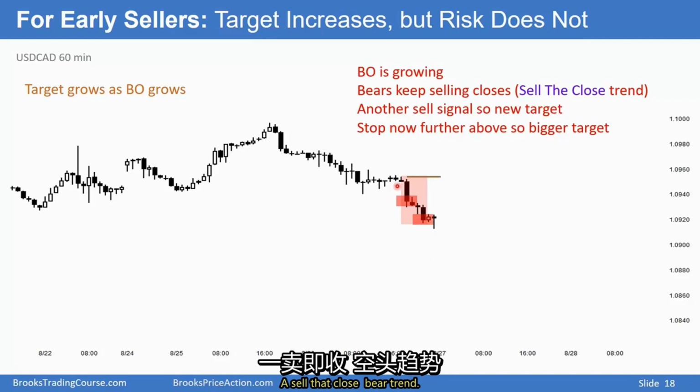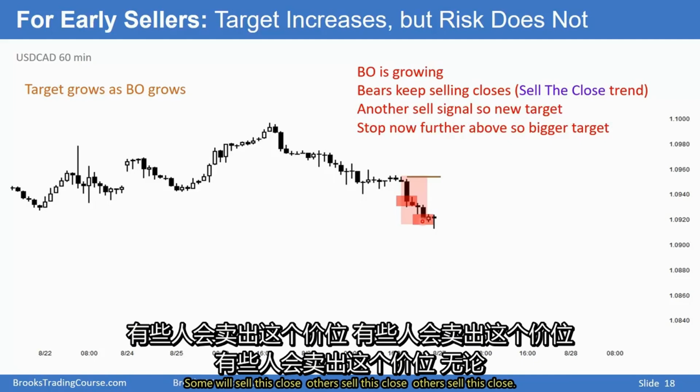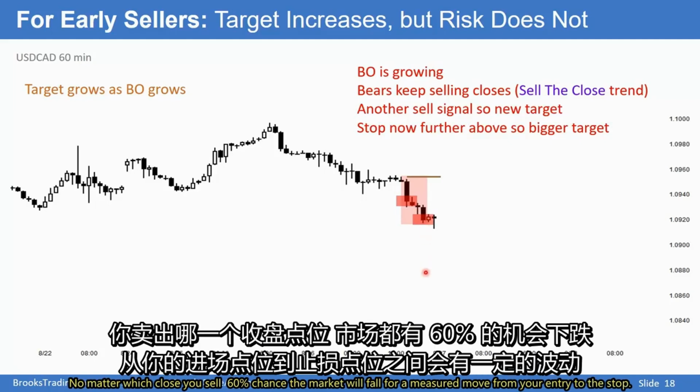A sell the close bear trend, so bears keep selling closes. They don't sell every close. Some will sell this close, others sell this close. No matter which close you sell, there's a 60% chance the market will fall for a measured move from your entry to the stop.